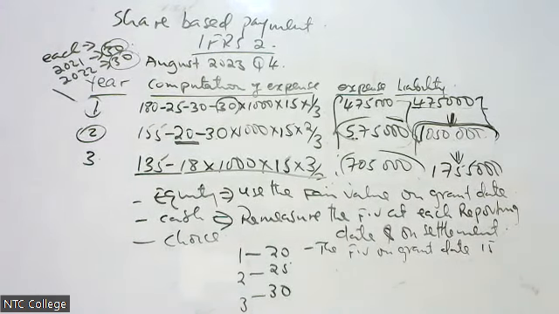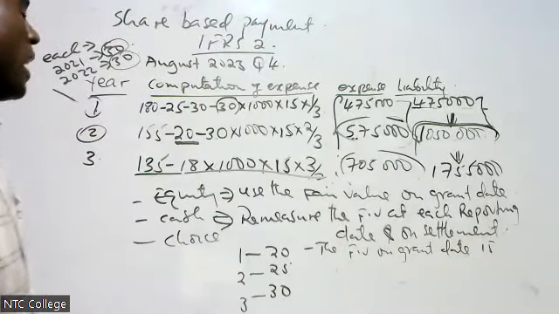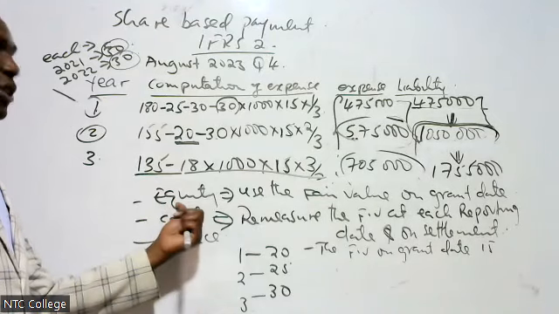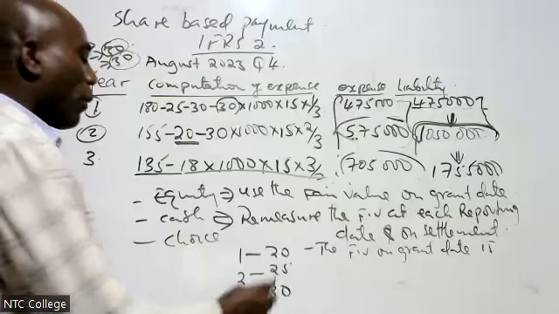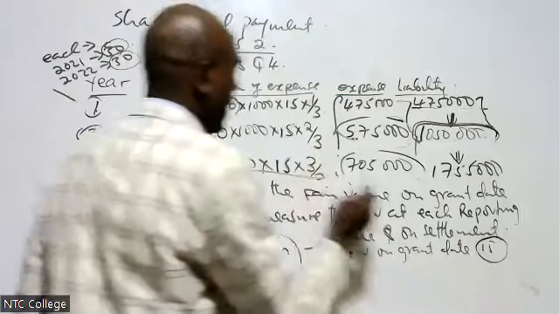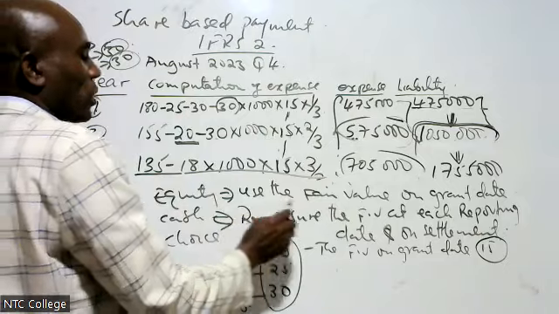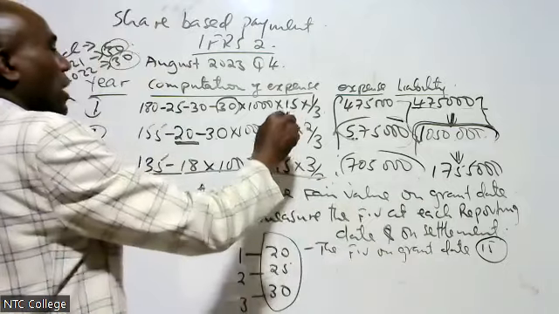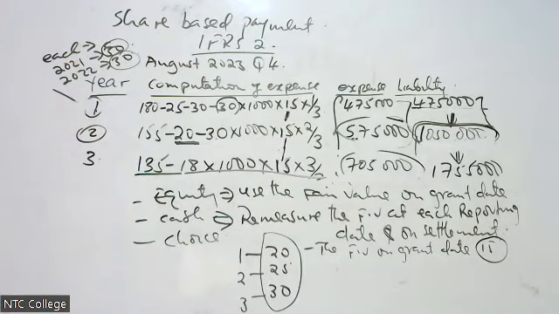I believe you are listening very carefully because we are developing this concept. The fair value on grant date is 15. Therefore, if the question is equity settled, I will ignore all this and use only the fair value on grant date for each year. Here I will use 15, here 15, here 15 in each year, if it is equity settled.